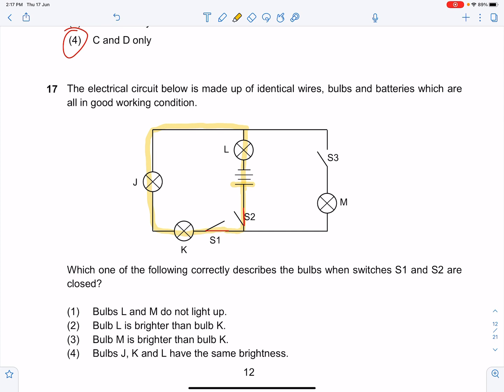Okay, so this is indeed a closed circuit, and on top of that, I also know that J, K, and L, these 3 bulbs here, are arranged in a series arrangement because it goes one after another. So based on this, I know that all 3 of them have the same brightness. Looking through the options, straight away I can identify bulbs J, K, L have the same brightness.